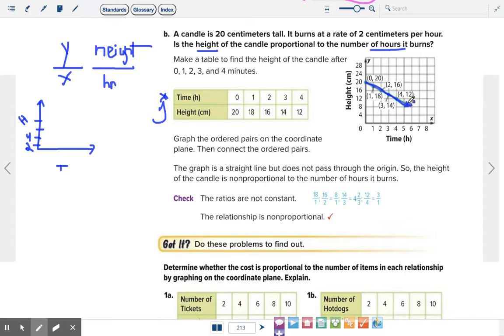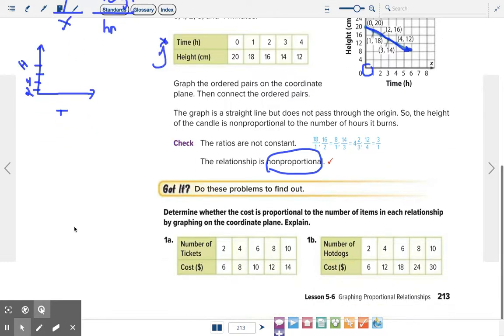So that means there is a pattern, and that pattern is that it burns 2 centimeters every hour. But is it proportional? The answer is no. Okay, it's not proportional. You could say not proportional or non-proportional. Okay, because it did not pass through 0, 0. It started out that after 0 amount of time, it was already 20 centimeters tall. So it's non-proportional.